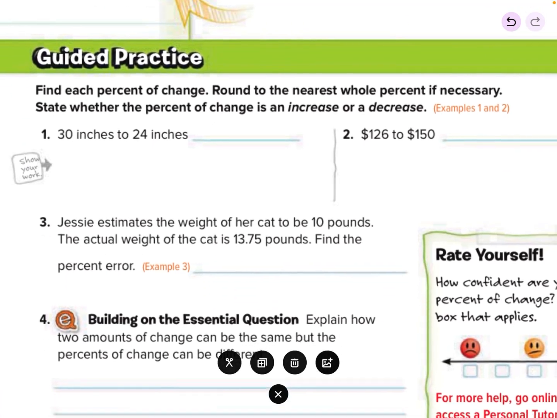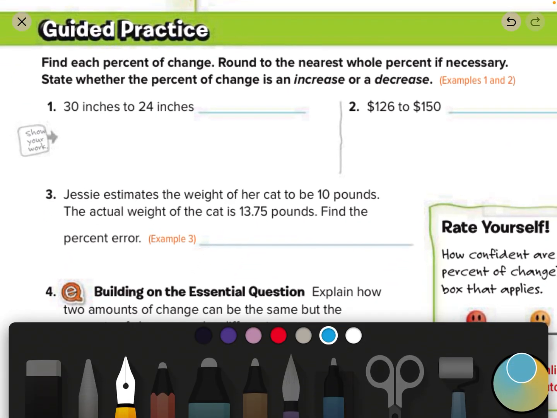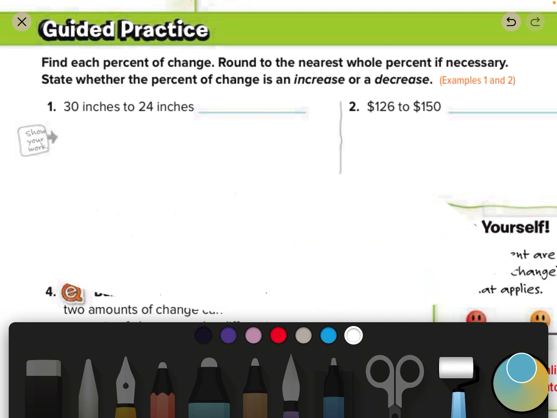So hopefully you guys are getting the idea. But either way, let's look at this. So they'll give you these problems in different ways. 30 inches to 24 inches. Again, originally it was 30, now it is 24 inches. It went to this. It's what we now have, okay? Your new amount of what you have now.